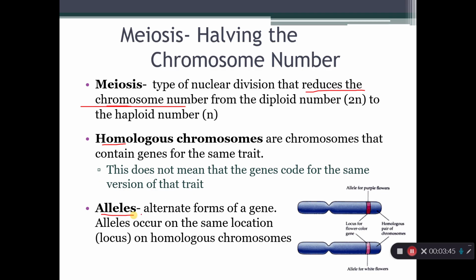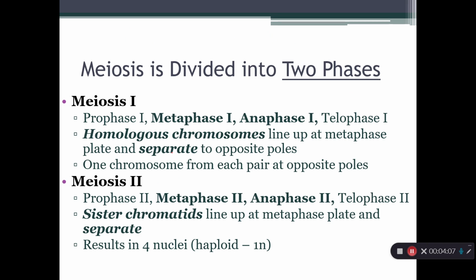Okay, an allele is an alternate form of a gene. So you can see in the picture, the allele occurs on the same location, or homologous chromosome. The allele is this little tiny segment right here, this band. That's the allele for purple flower, and this is the allele for white flower. Okay, in meiosis 1, a diploid cell divides, and then in meiosis 2, it divides again. So there are two divisions, is what that's saying.